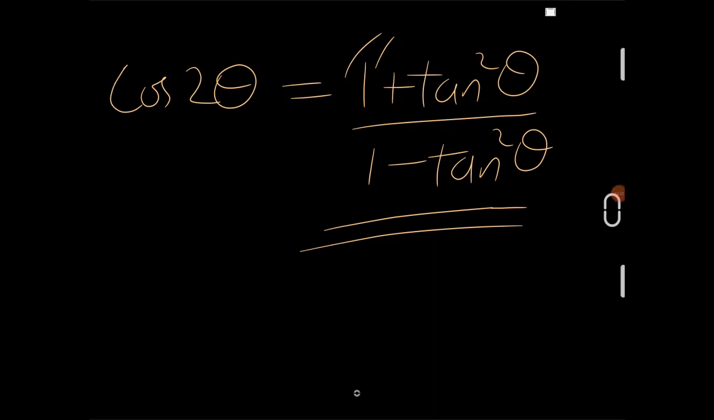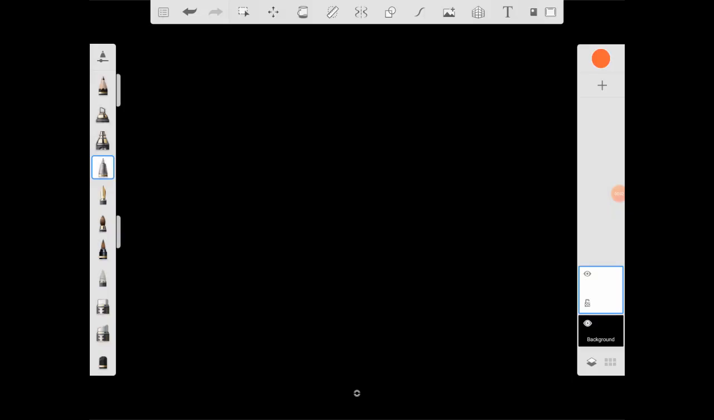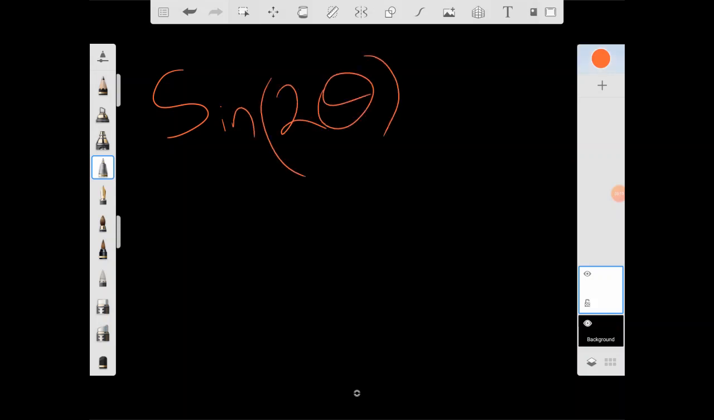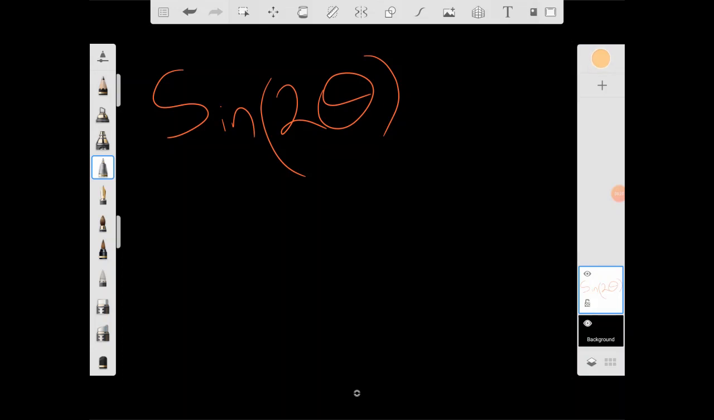Cos 2 theta is equal to (1 minus tan square theta) divided by (1 plus tan square theta). So we studied a lot about cos 2 theta formulas. Now let us study about sin 2 theta. We should not show any partiality. So we studied about cos 2 theta. Let us study about sin 2 theta.